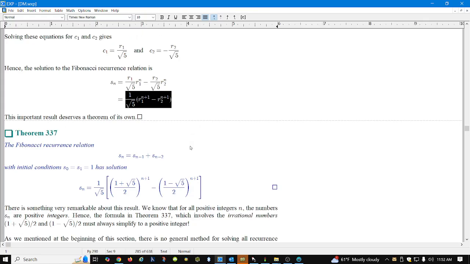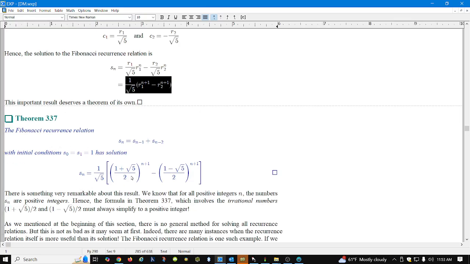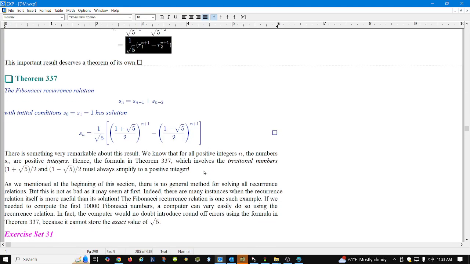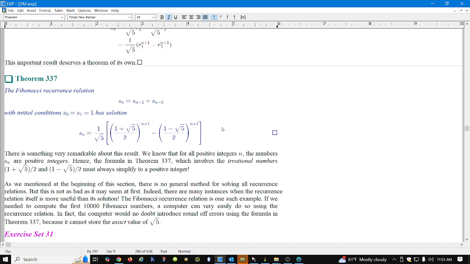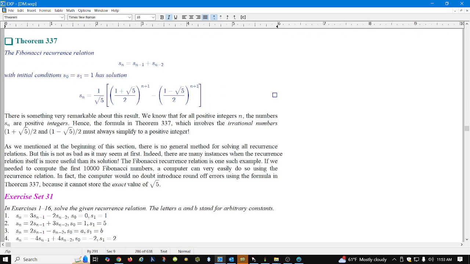And this is important, so I put it in a theorem. In all its glory, this is what the solution looks like. Now there's two points here to be made. One minor, I guess you'd say, the other major. What's remarkable about this is that Sn is an integer, which means no matter what you put here for n, this mess has to be an integer. So that's a surprise. But the real important point is this.